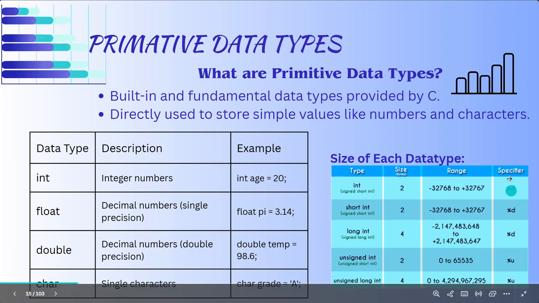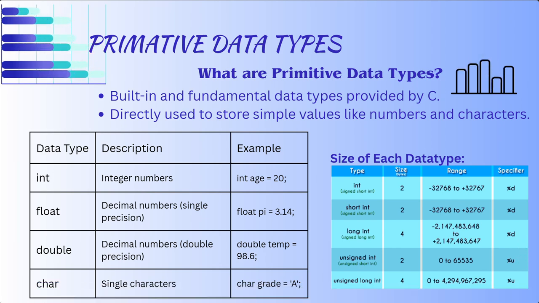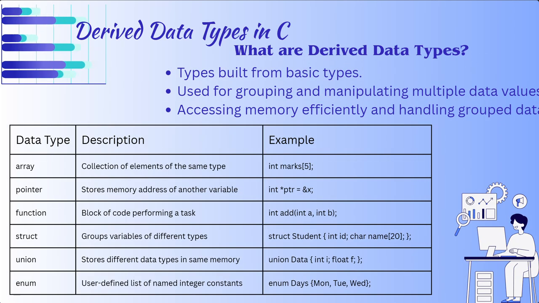And these are the format specifiers: %d, and %u for unsigned int. Unsigned values are mainly used with %u. We will learn format specifiers in detail in the coming slides.